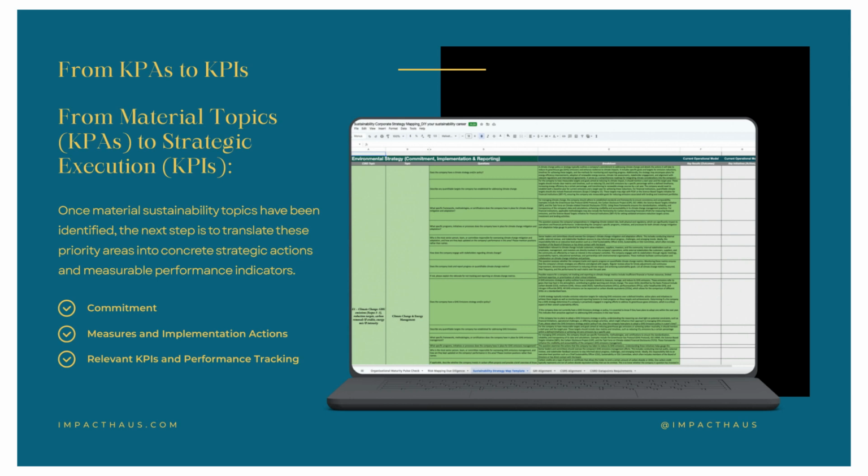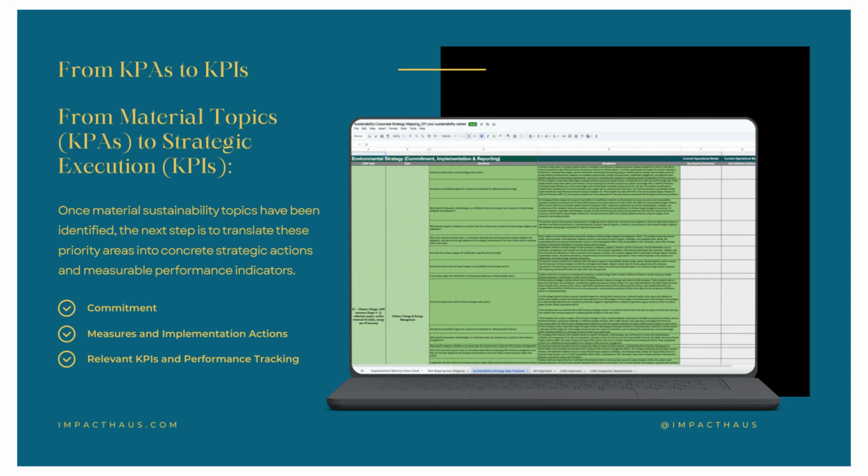Many organizations fall into one of two traps. The first trap is vague commitments, where companies express ambitions but do not define the actions required to achieve them. The second trap is measuring dozens of indicators that are disconnected from strategy. This template avoids both issues by creating a clear chain between the sustainability topic, the commitment, the implementation actions, and the KPIs that track progress. Each indicator exists because it supports an action, and each action exists because it supports a strategic objective.